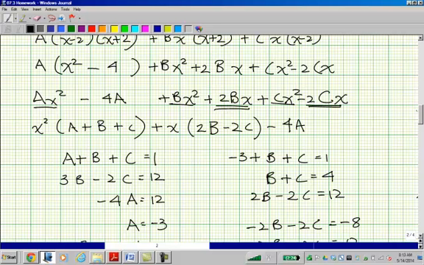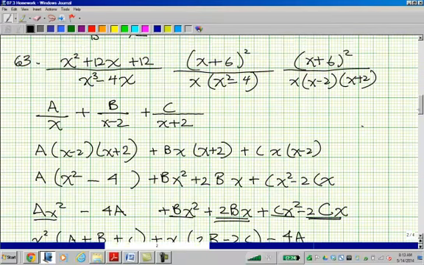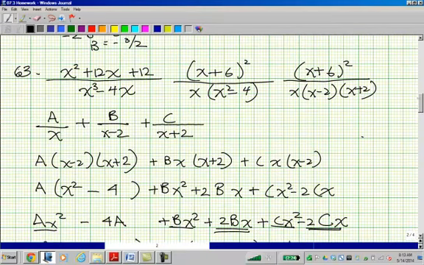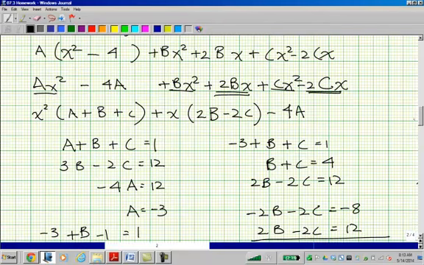So I have a system of three equations where a plus b plus c equals 1. That's the coefficient of x squared. Okay, it's x squared plus 12x plus 36. 3b minus 2c equals 12.